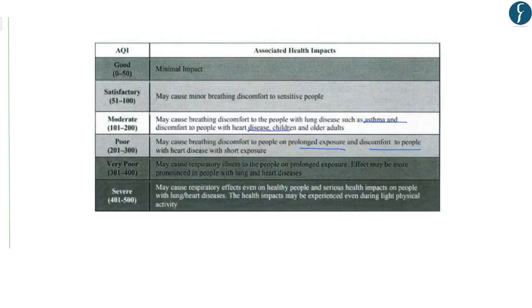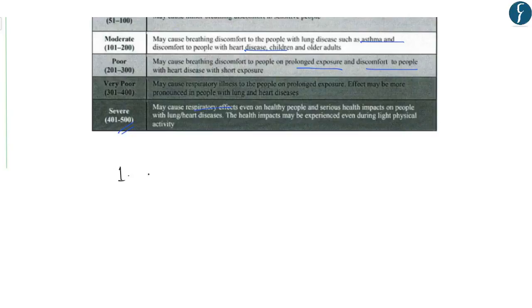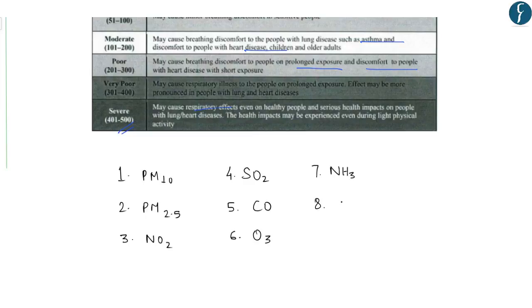Very poor may cause respiratory illness to people on prolonged exposure. Effects may be more pronounced in people with lung and heart disease, whereas severe category may cause respiratory effects even on healthy people and serious health impacts on people with lung or heart diseases. The 8 pollutants which are measured under AQI are PM10, that is particulate matter 10, PM2.5, nitrogen dioxide, sulfur dioxide, carbon monoxide, ozone, ammonia, and lead. So these are the 8 pollutants which are measured under air quality index. These are important to remember because, as we have seen, a question was asked in the year 2016.